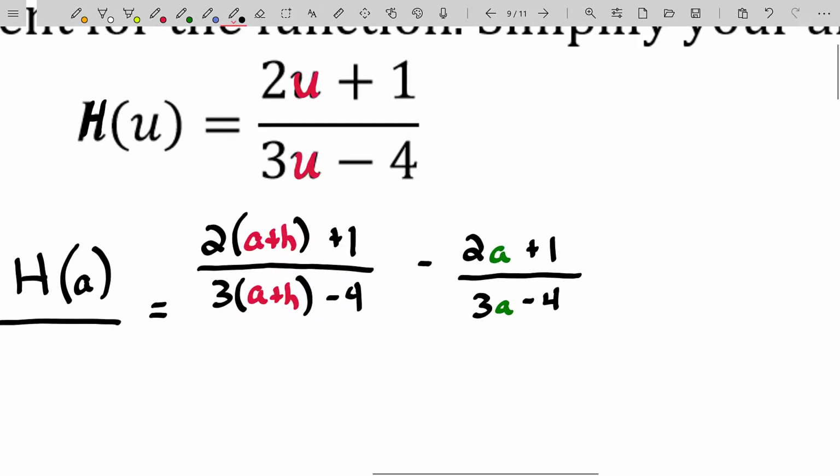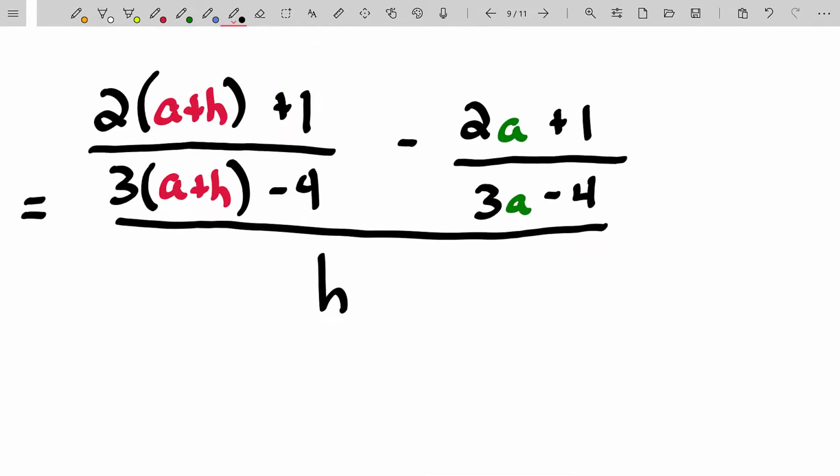And there we go. Now, this is all over h. That's very commonly forgotten, by the way, but that's the most important part, in my opinion. And you can take a look at this. This is called a compound fraction. So you should have already reviewed, or you should know about how to simplify compound fractions.